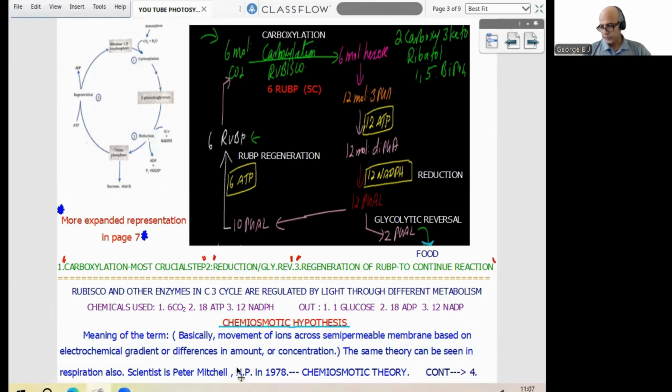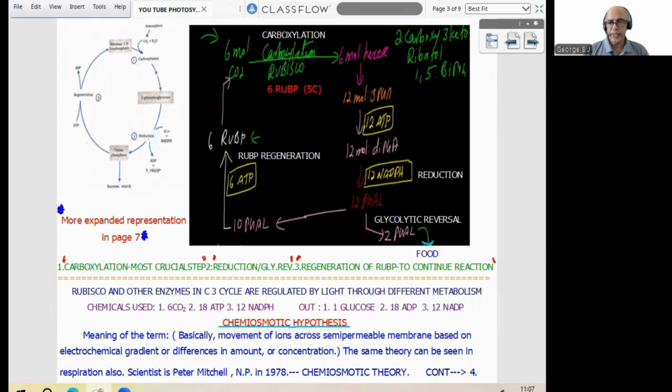Now, chemicals used. Here we can find 6 carbon dioxide, 18 ATP, 12 NADPH. What we get is 1 glucose, 18 ADP, 12 NADP. I think that part is clear. Now we can proceed to the famous theory, the chemiosmotic hypothesis.